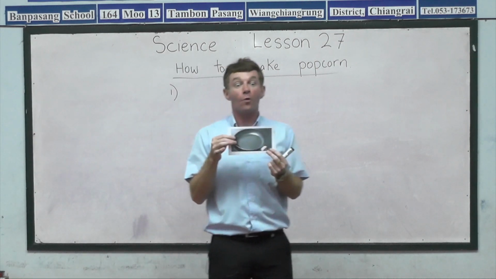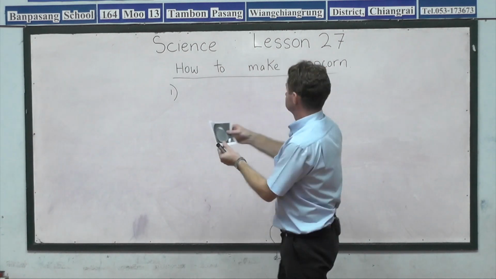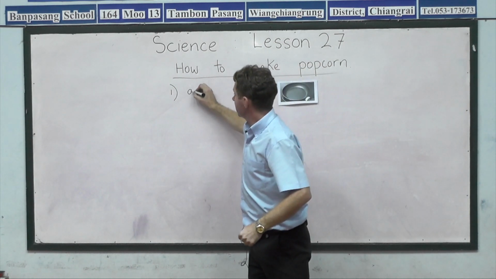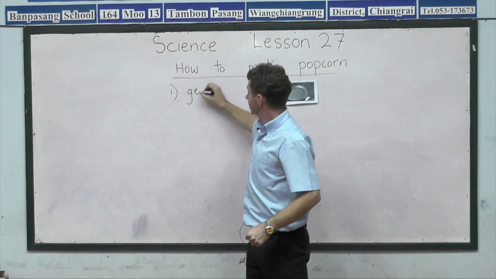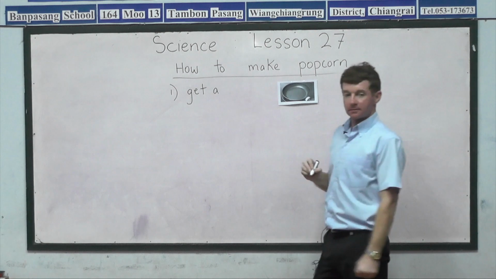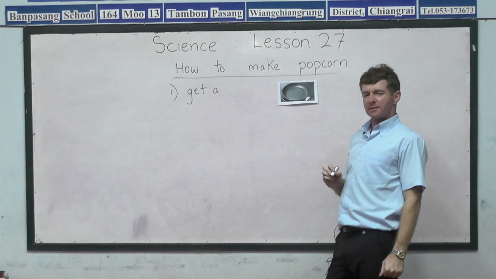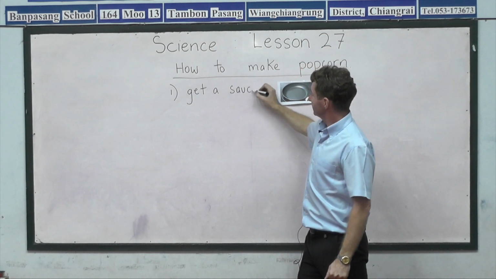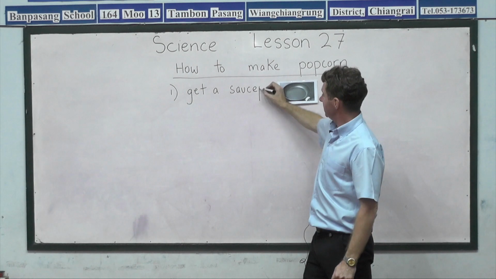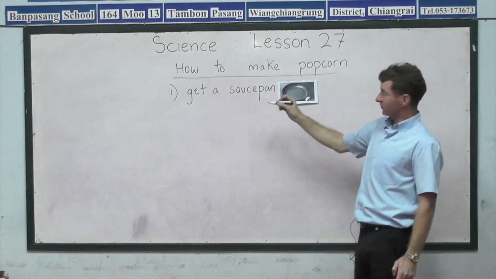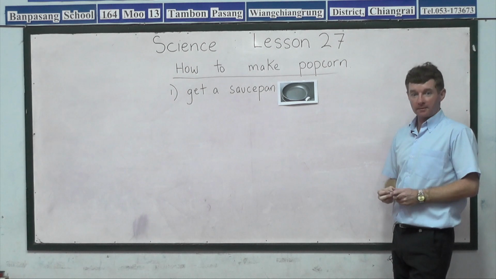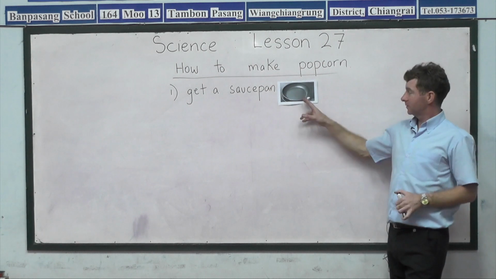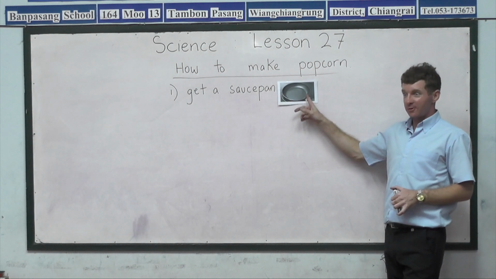Does anybody know what this is? Yes. We need to get a saucepan. How do we spell saucepan? S-A-U-C-E-P-A-N. So step 1. Get a saucepan. Get a saucepan. This picture, remember, this is the first picture.